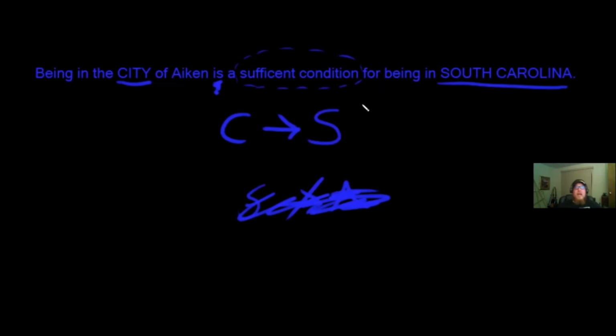I guess I could also say with this one, being in South Carolina is a necessary condition of being in the city of Aiken, which means if you're in Aiken, then necessarily you must be in South Carolina. I can think of maybe a few places right on the Savannah River where you technically might be in part of Aiken County, I guess. I guess that's not the city of Aiken. So we'll just say for our purposes here, if you're in the city of Aiken, then you're in South Carolina. That's what this is saying.